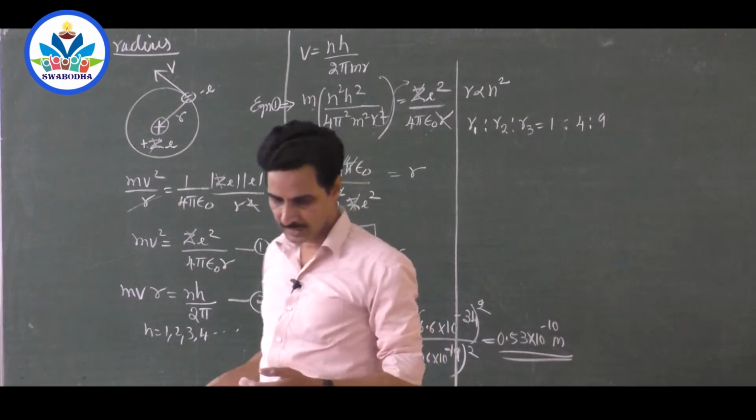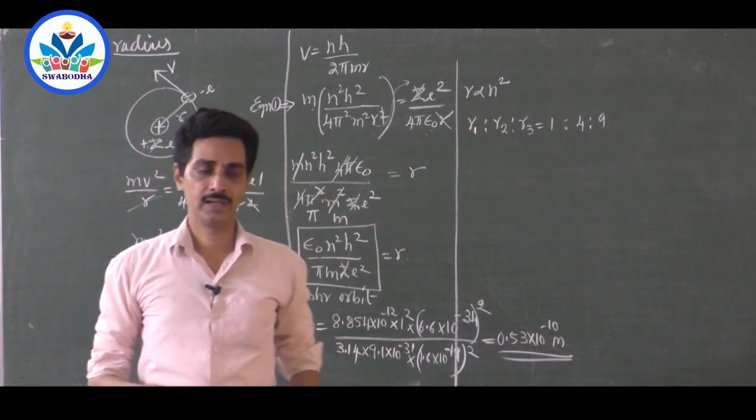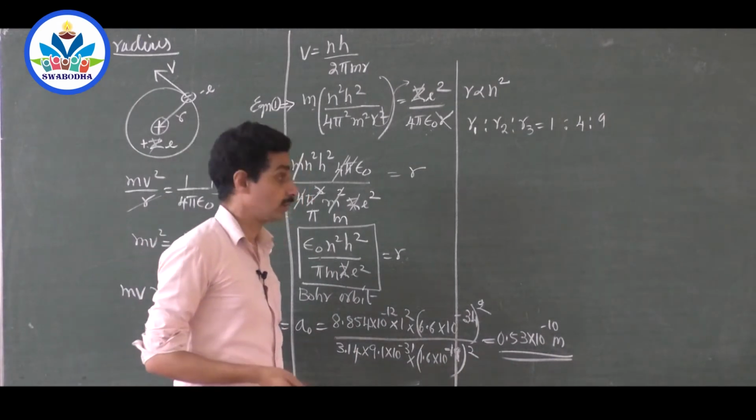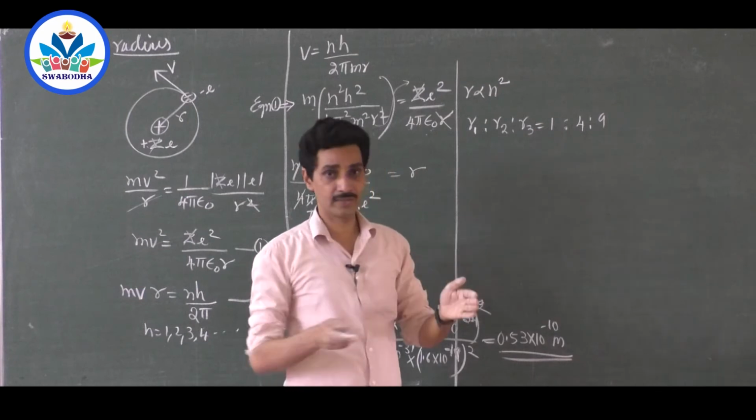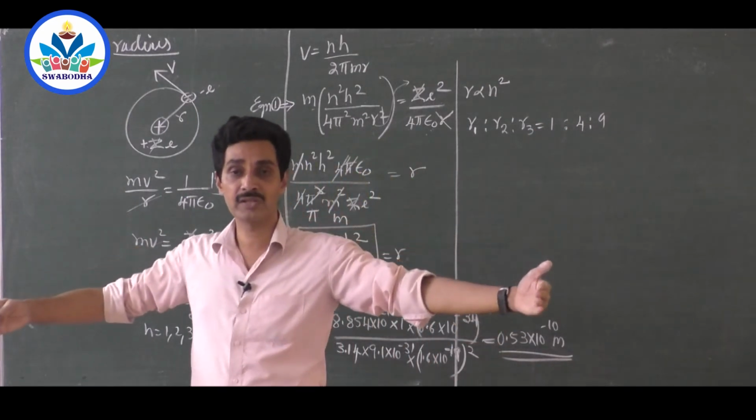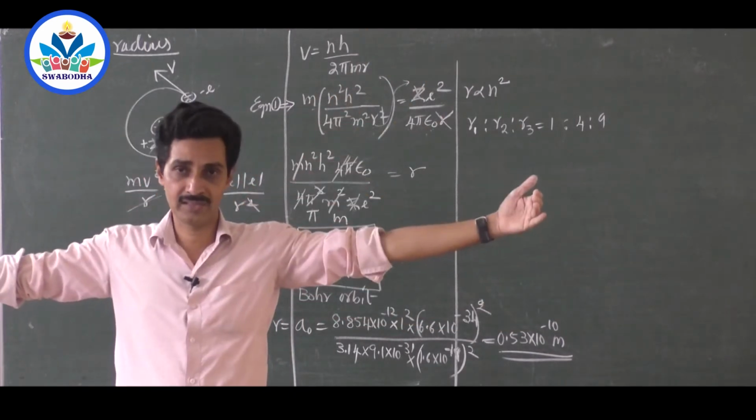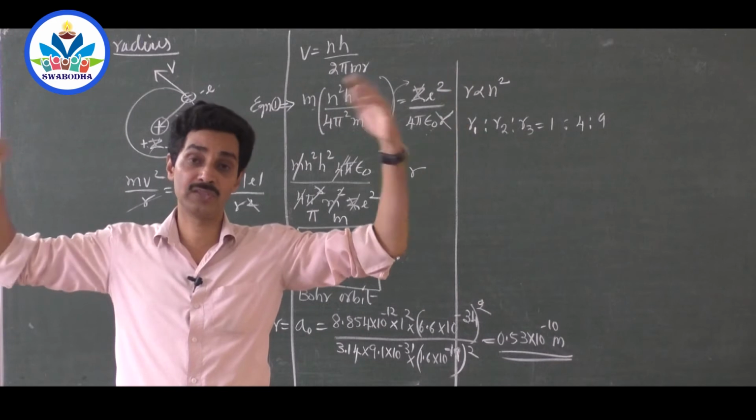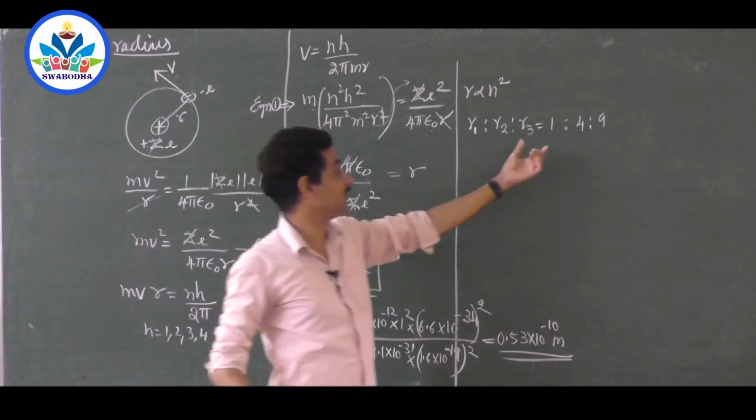So the radius of any orbit of an electron is in the order of n square. What do you mean by this? The second orbit is 4 times larger than the first orbit. The third orbit is 9 times larger than the first orbit. The fourth orbit is 16 times larger than the first orbit, and the fifth orbit is 25 times larger than the first orbit. So that is the meaning.